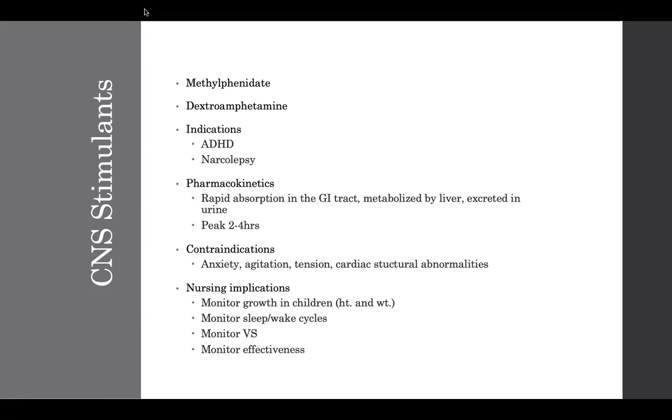And that's going to be, it's a rapid absorption within the GI tract. It's metabolized by the liver and it will be excreted in the urine. This peaks at 2 to 4 hours after the medication has been given. And some contraindications is if you have marked anxiety, agitation, tension, or have cardiac structural abnormalities. For nursing implications, especially in children, you want to monitor growth, because it can stop their growth. So it's very important that you monitor height and weight.